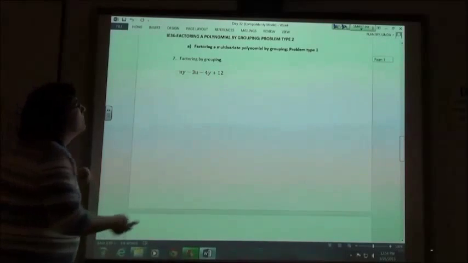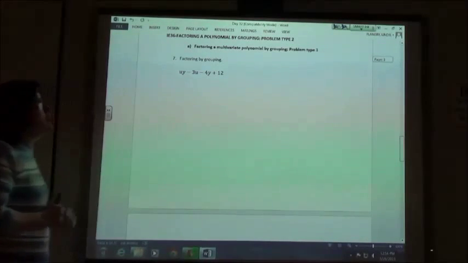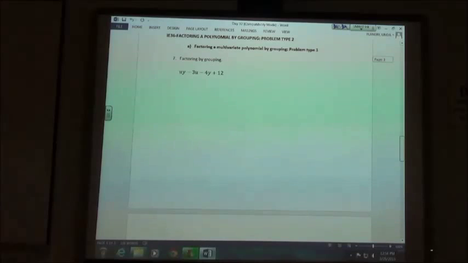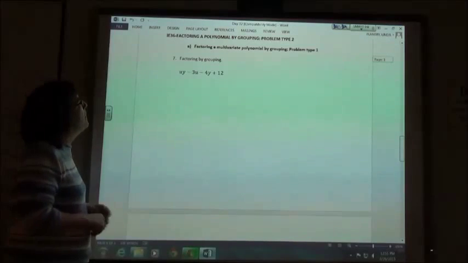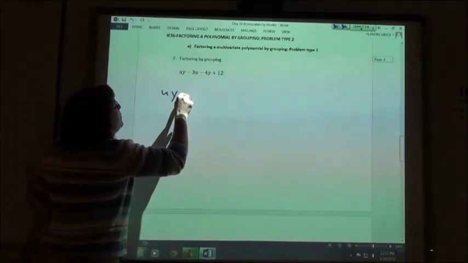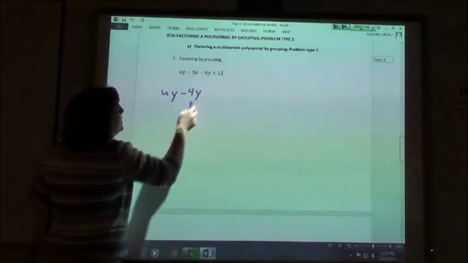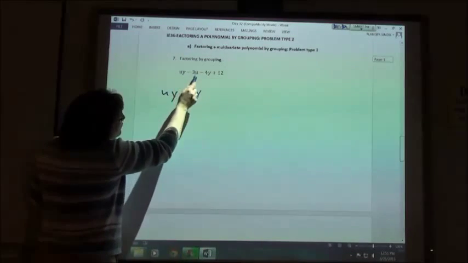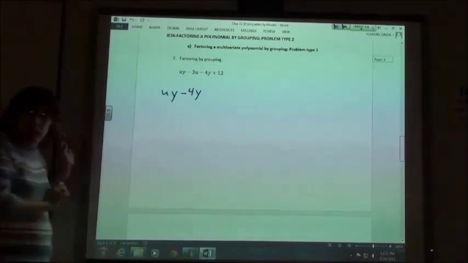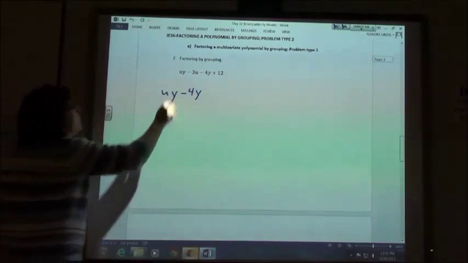Negative 3u, negative 4y. Now what do those 2 have in common? Nothing, not a whole lot, other than a negative sign. You want to put something in common together. We could put the uy with the negative 4y because they both have y's. Or I could put the first 2 together because they do both have u's. Okay, so we chose to put these 2 together.